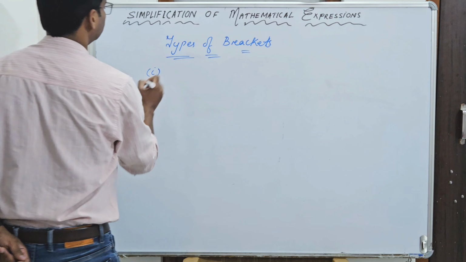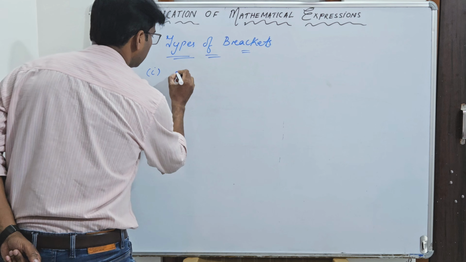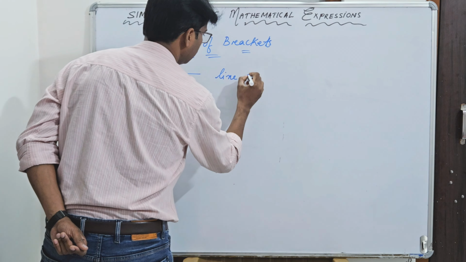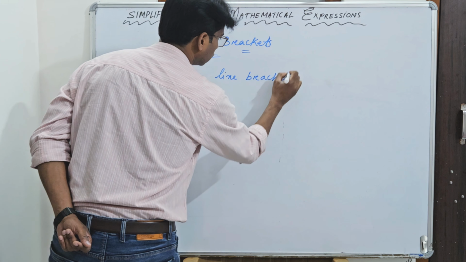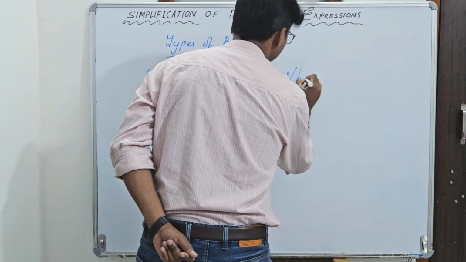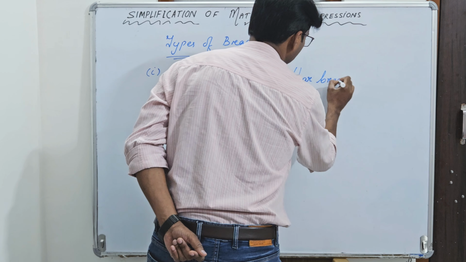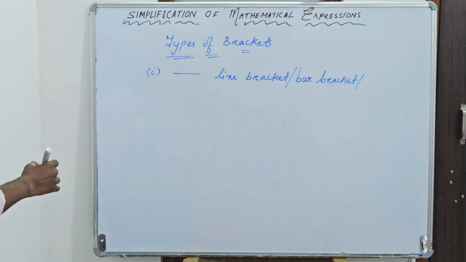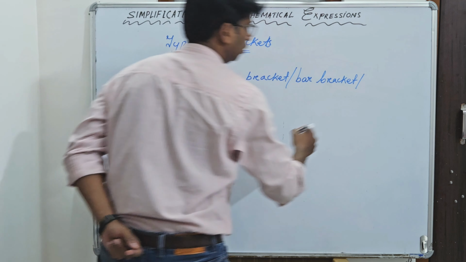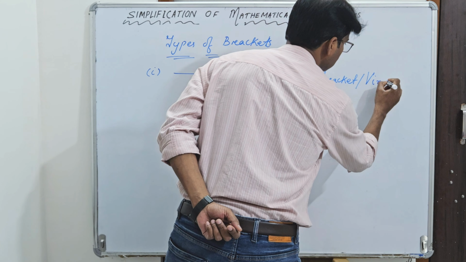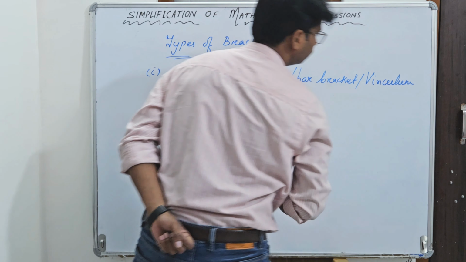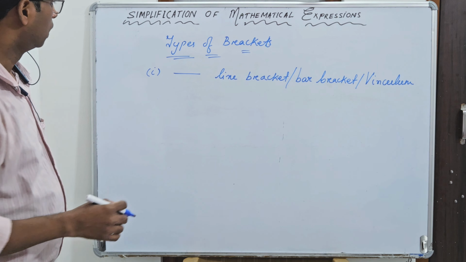The first one is this. You must have seen this type of line bracket. This is the line bracket, or we say the bar bracket. Another name is also there, if you remember, if you know. That is the vinculum. The spelling is VINCULUM. Vinculum bracket. So 3 names we can assign to this.